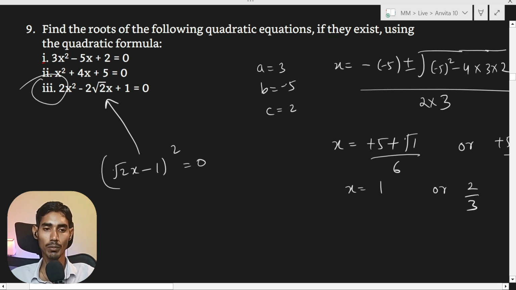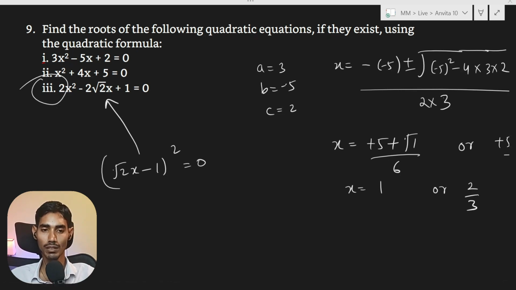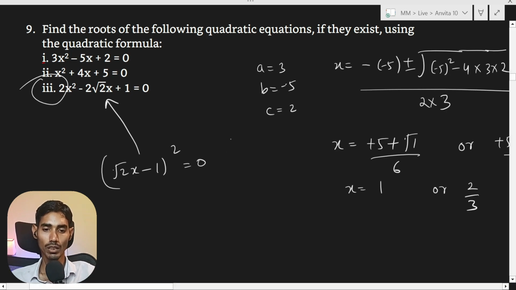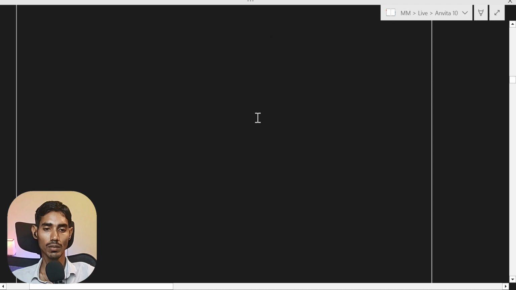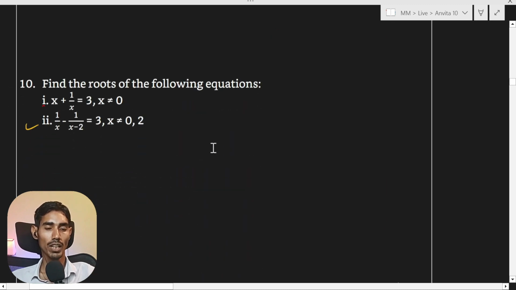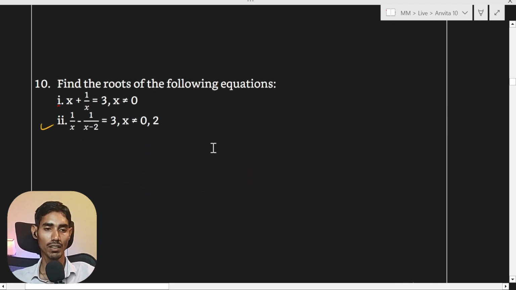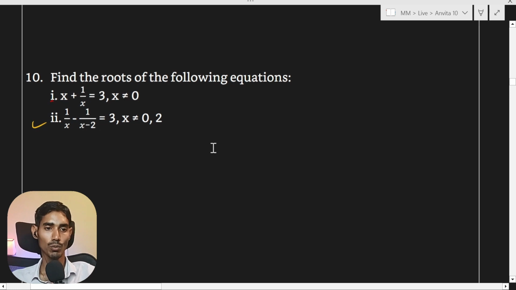So now x is what? 1 by root 2. If you just equate that, x would be 1 by root 2. Yes, sir. Okay, so is that understood? Yeah, that's correct. So now try the 10th. Try to do both questions.